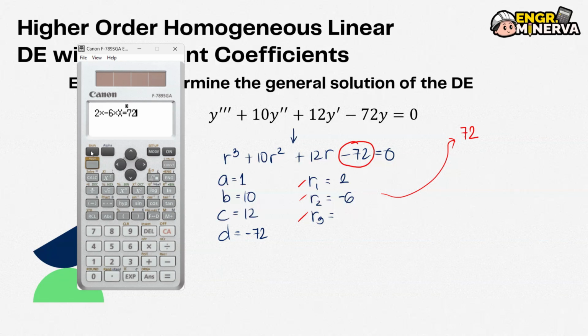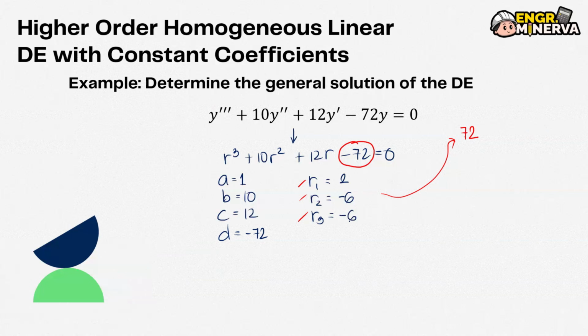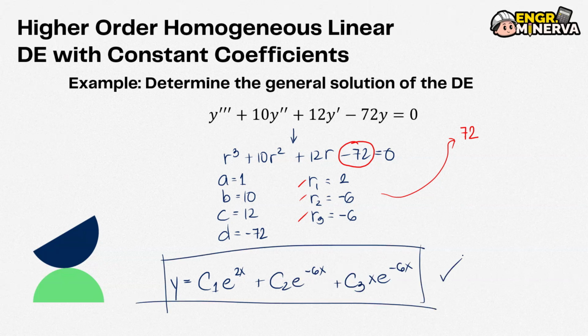So what we need to do is shift solve. Now, shift solve. So the other root is negative 6. But again, you can also use your mental skills to determine the other root by simply multiplying and dividing. So our answer is y equals c1 e raised to 2x, that is the first root, plus c2 e raised to negative 6x, that is the second root, plus c3, again, the root repeats, so we introduce x. That is our answer.